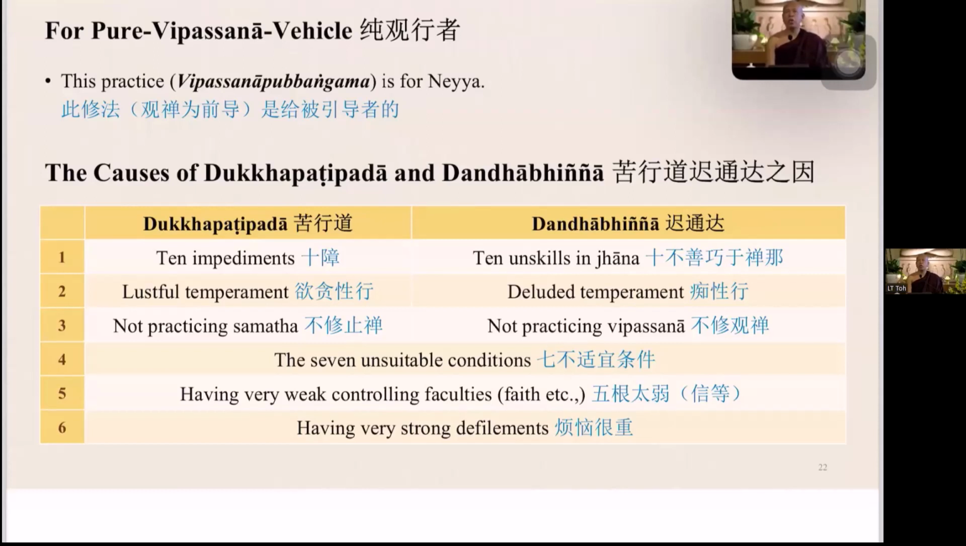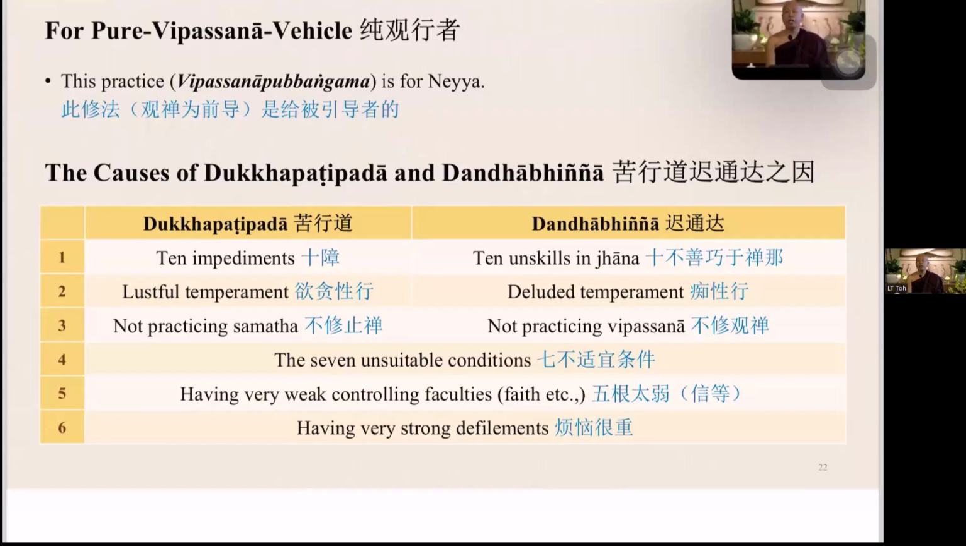In the case of Gocara, there are also many other explanations. That means there are many unsuitable things we must not do. For example, don't associate with people too much, and that kind of thing, right? Anyway, the main thing is that one of the unsuitable conditions is the environment.